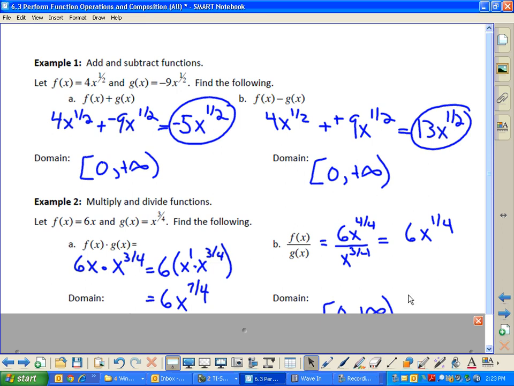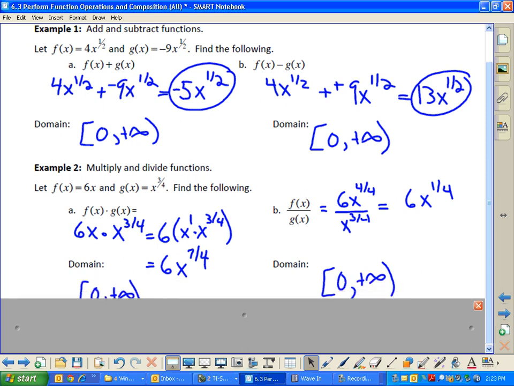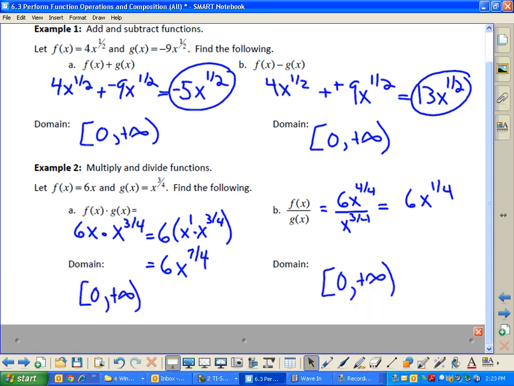And why I did that is because I have to subtract my two exponents. So 4/4 minus 3/4, that's just 1/4. So I get 6x to the 1/4. And then I went ahead and graphed these to kind of verify. What I do see is that I'm fourth rooting, and we can't take the fourth root of a negative number, very much like we can't take the square root of a negative number. So the domains are actually the same as they were in example 1. And again, your calculator will verify that.